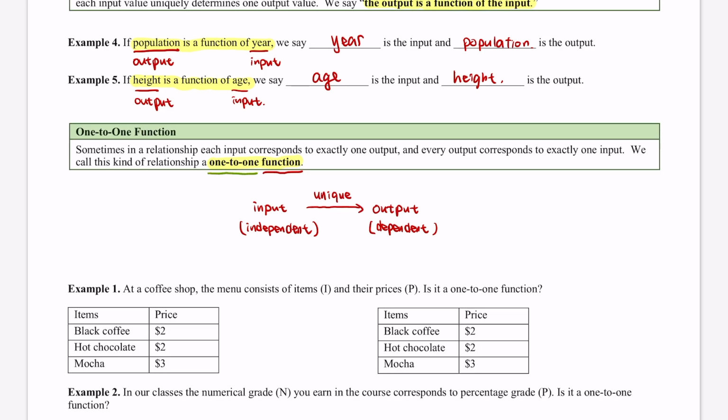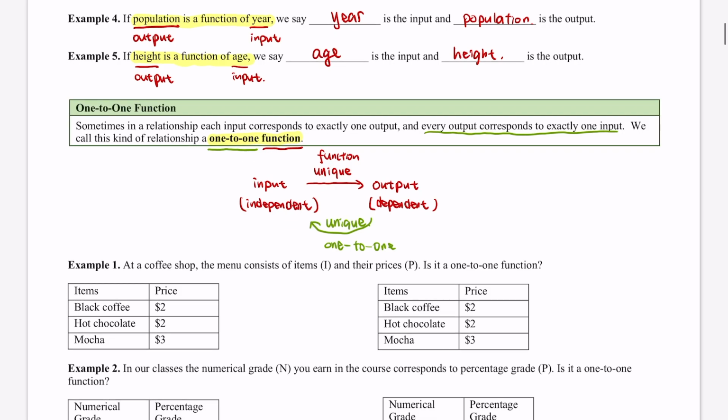So we have the second part. The one-to-one function says every output also only has one exact input. So for each output, we only have one unique input. If both directions are unique, then we say it's a one-to-one function. So the first direction says it is a function, and both directions means they are one-to-one. All combined together is a one-to-one function.